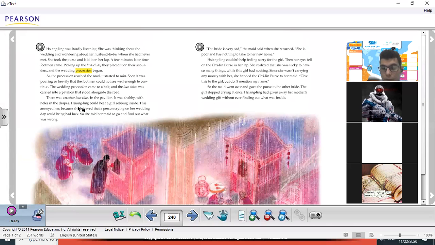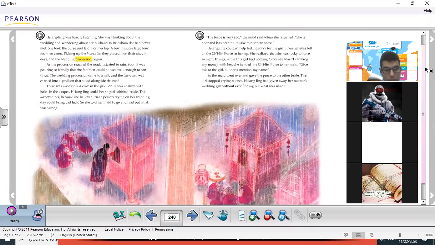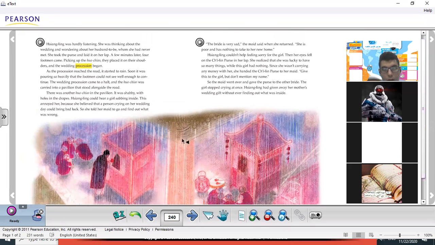Turn over the page, please. Hello, mister. Can you notice something here in this panel exactly? That's Sang-Ling's mother, and she's giving her the what? The Chi-Lin's purse.